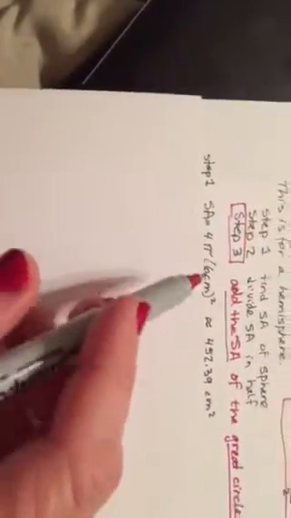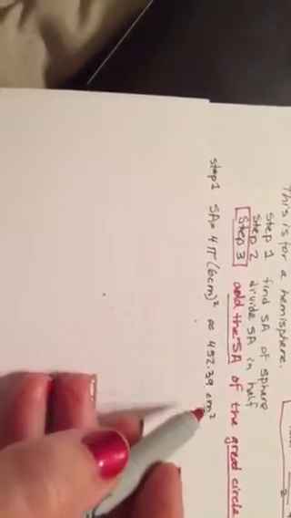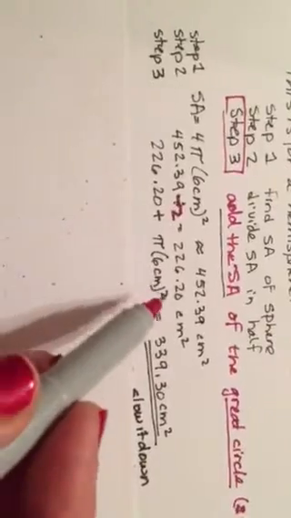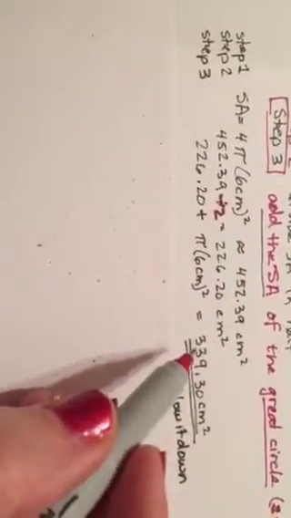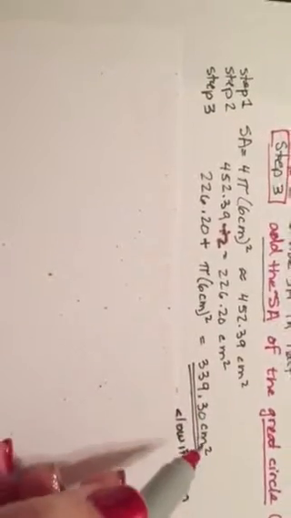So step 1, 4 pi times 6 centimeters quantity squared. It's approximately 452.39 centimeters squared. Step 2, divide it in half. Divide by 2, which is approximately 226.20 centimeters squared. Step 3, begin with your previous area, 226.20, plus pi times the radius squared, 6 centimeters quantity squared. In your calculator, that turns out to be 339.30 centimeters squared.